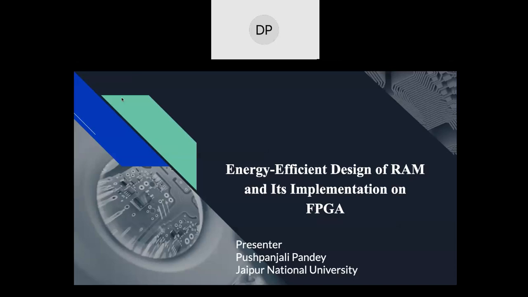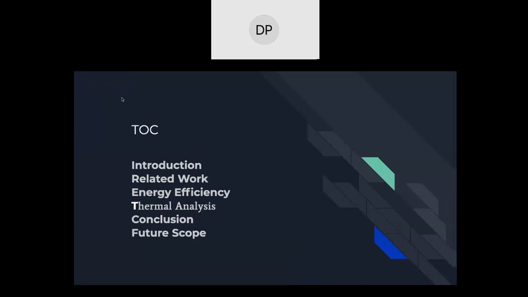I will be giving a presentation on energy efficient design of RAM and its implementation on FPGA. The topics I will be discussing today are presented as follows: introduction, related work, energy efficiency, thermal analysis, conclusion, and the future scope of this research.